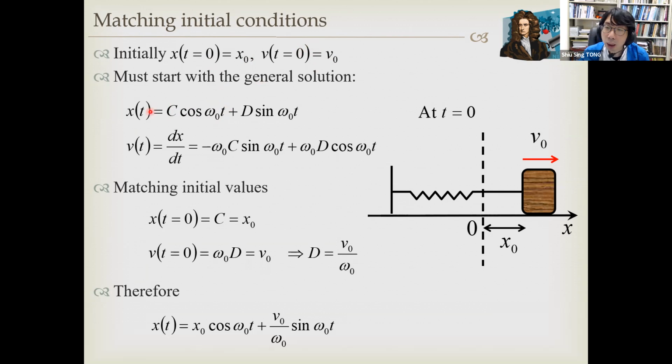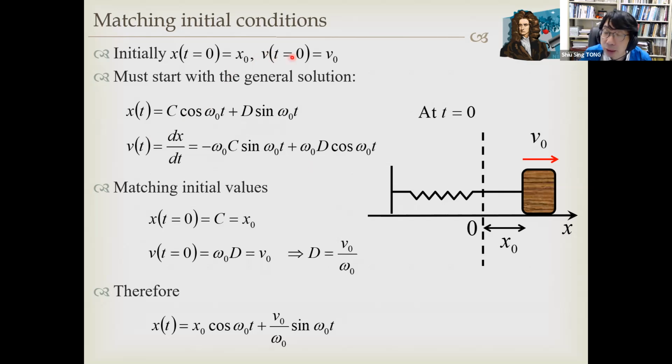Now we know in general, the displacement can be written as a linear combination of a cosine term and a sine term: C cosine omega naught t plus D sine omega naught t. And the velocity is found by differentiation. So we differentiate the cosine, it becomes minus sine. We differentiate the sine, it becomes a cosine. And do not forget, you have another factor of omega naught coming out.